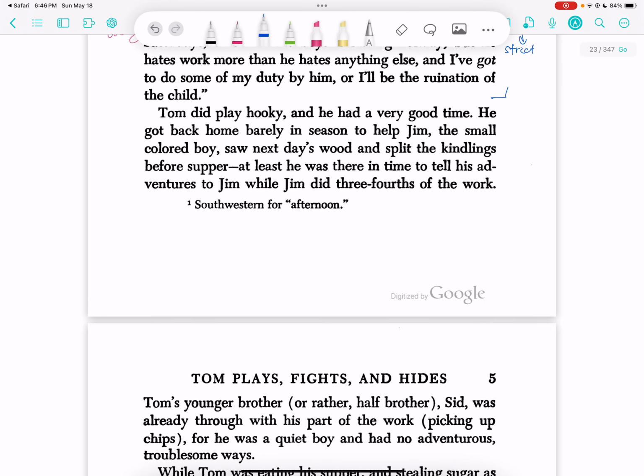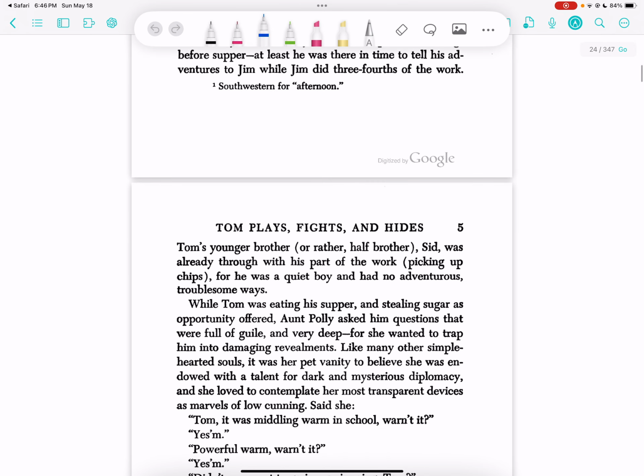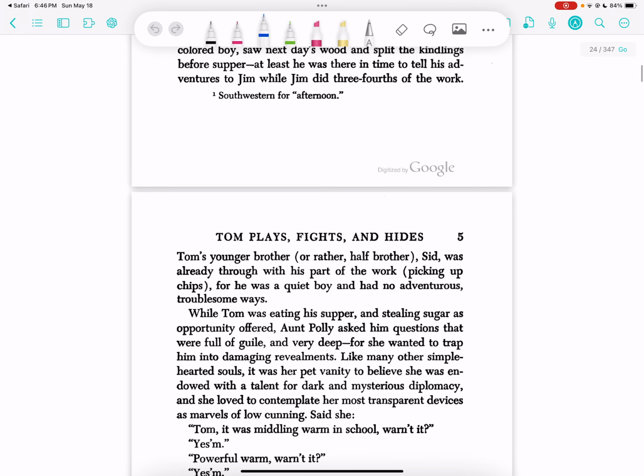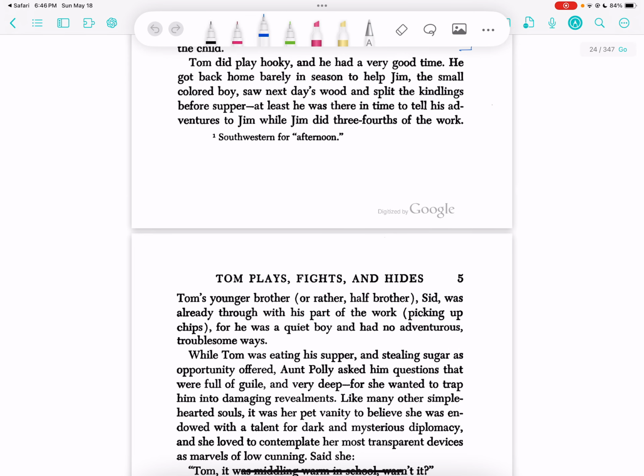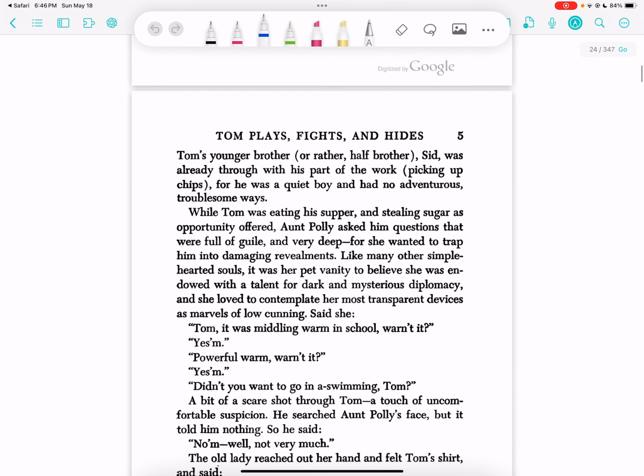Tom did play hooky, and he had a very good time. He got back home barely in season to help Jim, the small colored boy, saw next day's wood and split the kindlings before supper. At least he was there in time to tell his adventures to Jim, while Jim did three-fourths of the work. So Jim is the little colored boy, presumably a slave, and Jim did three-fourths of the work. He is probably the child of an enslaved worker.